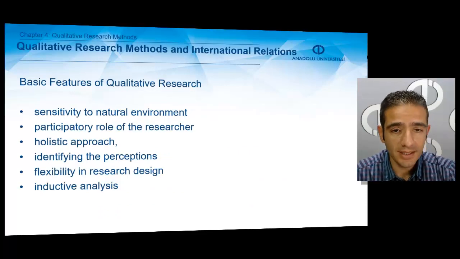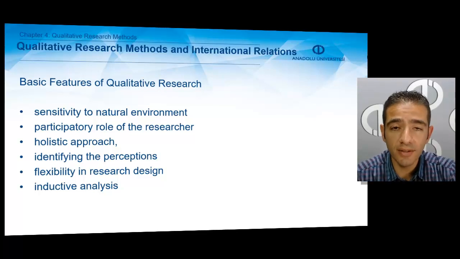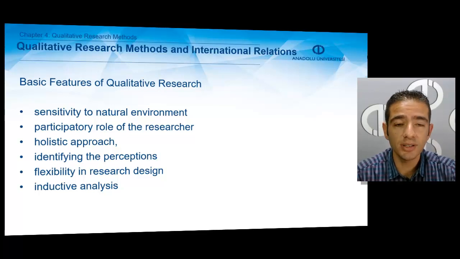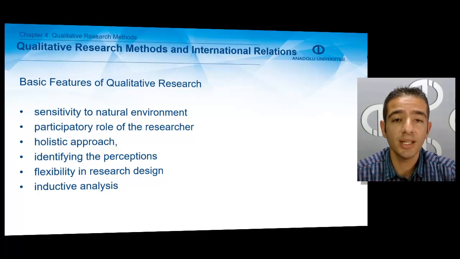First of all, let's mention a little bit about the basic features of qualitative research. Qualitative research is sensitive to the natural environment. As you know, the focus is on the individual, on meaning, and on the cultural group and social group of the individuals. For this reason, qualitative research is sensitive to the natural environment.